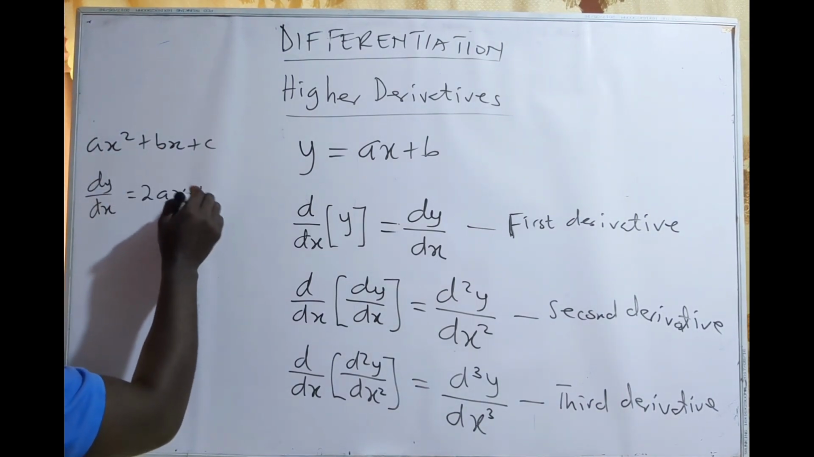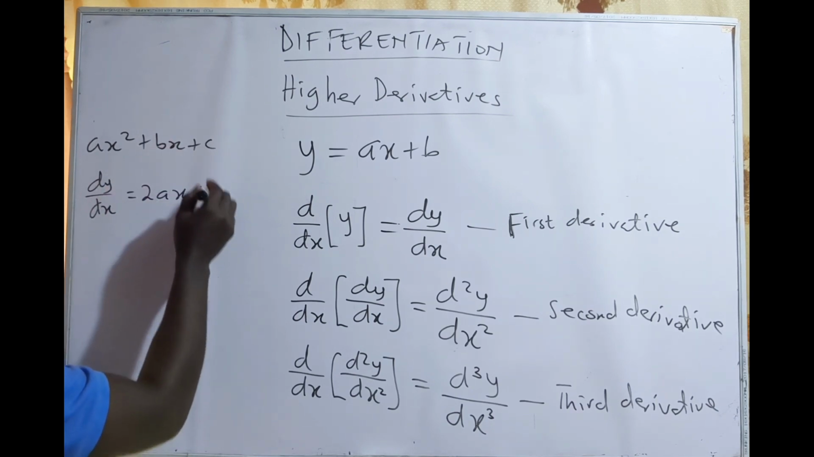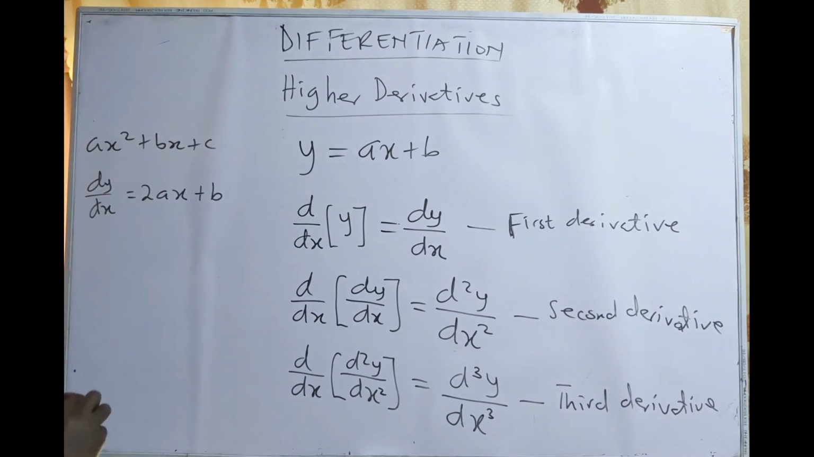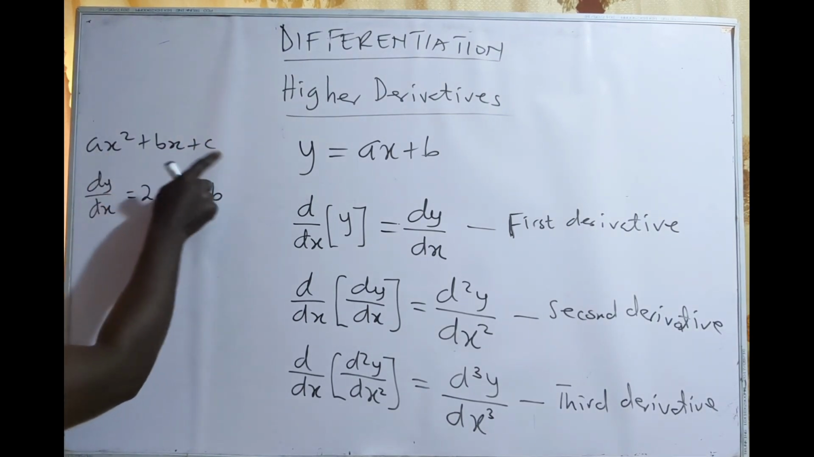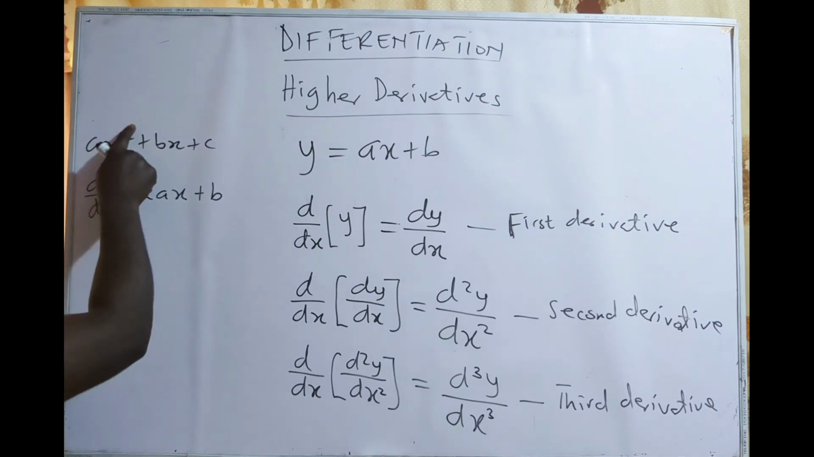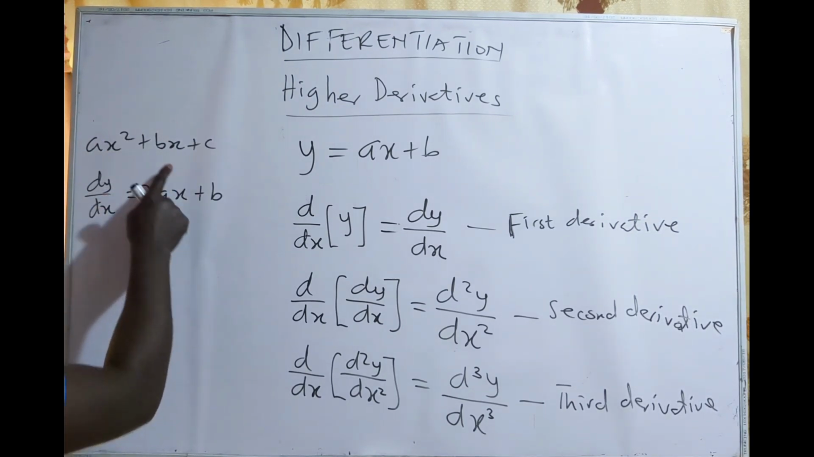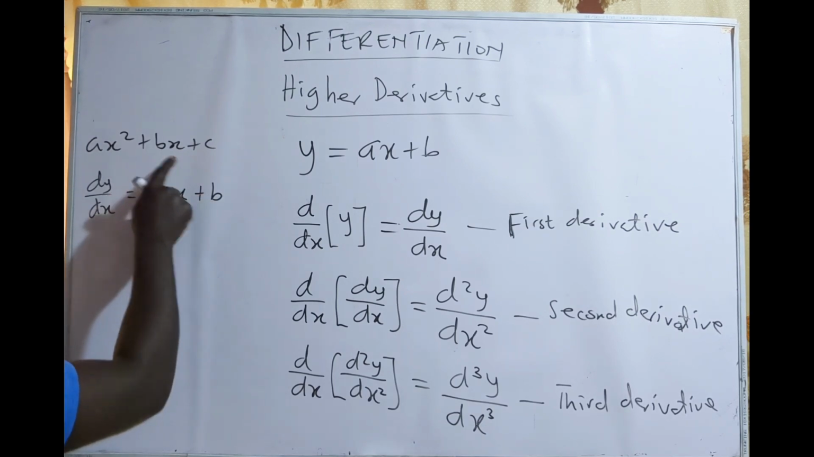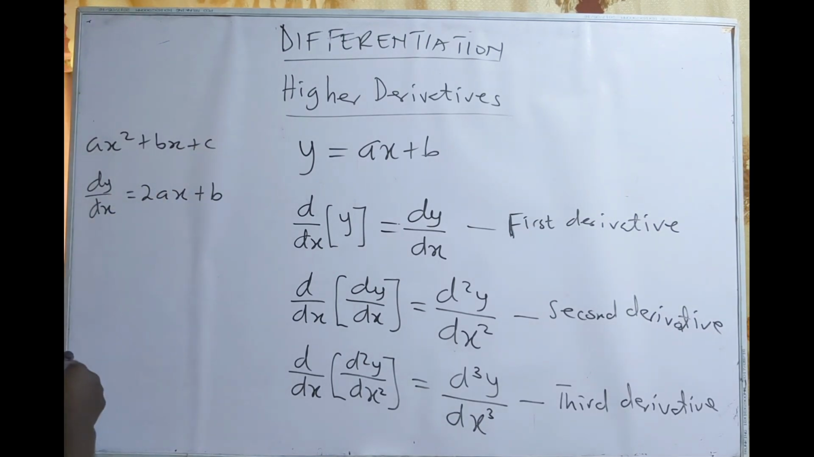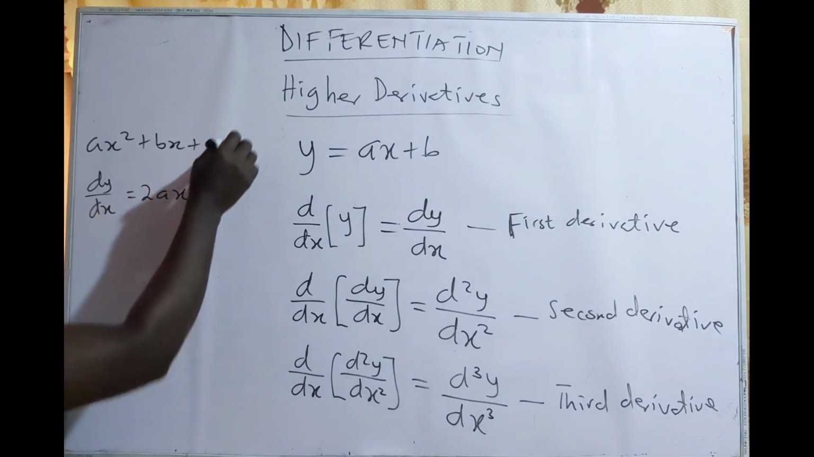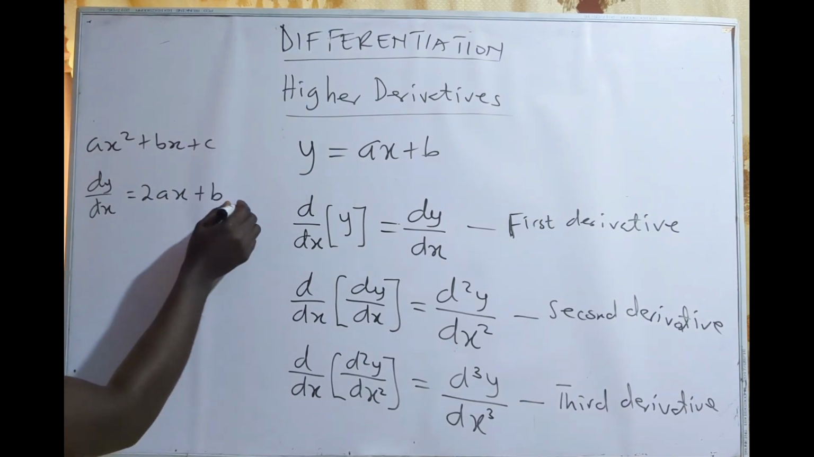2ax plus, then this one gives me b, and then the c will be 0. Okay, so a, b, and c, we know they are constants. So 2 multiplied by a, 2ax minus 1, so it will be 2ax, and then remaining the b here, and then the c becomes 0. So differentiating a quadratic gives a linear equation.